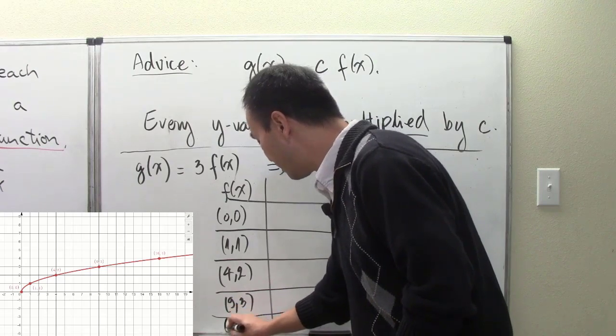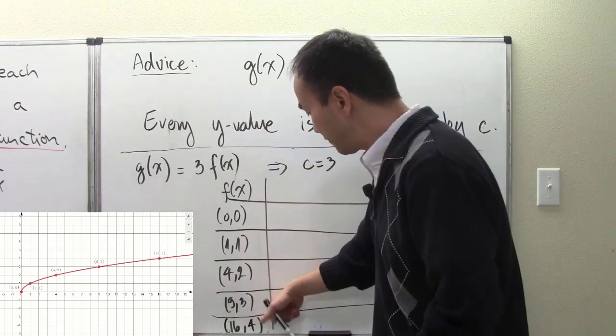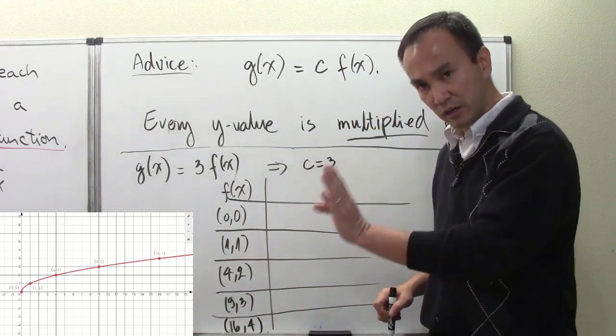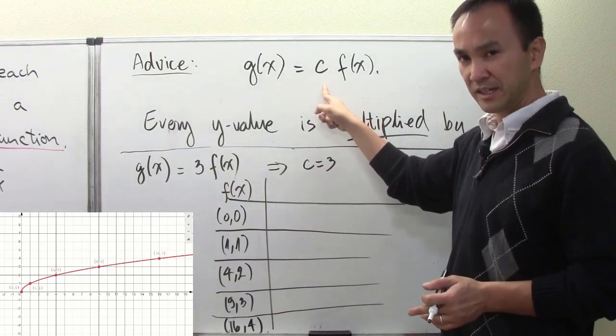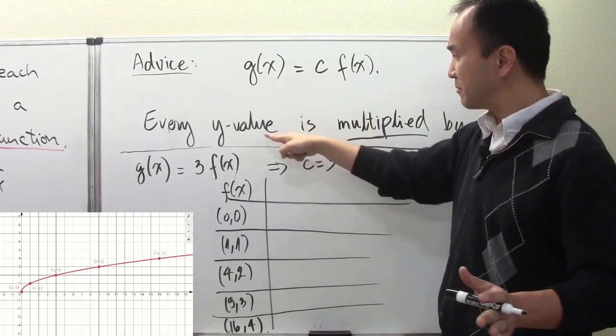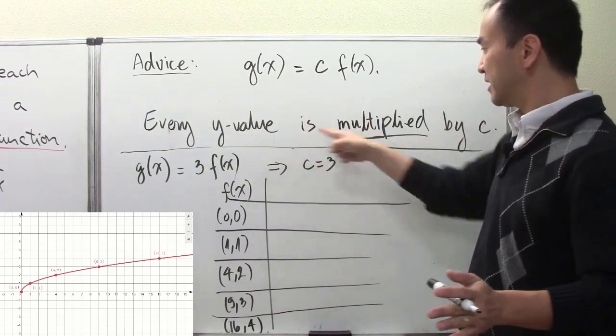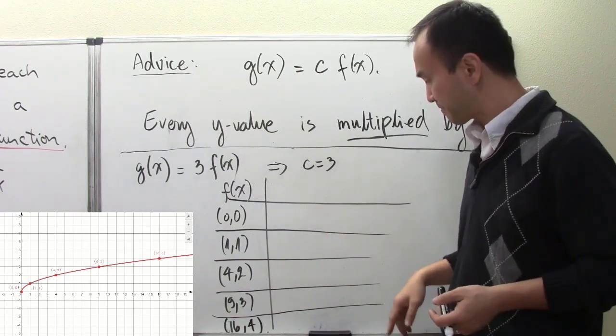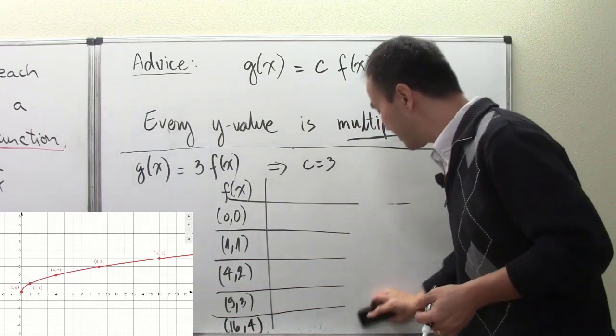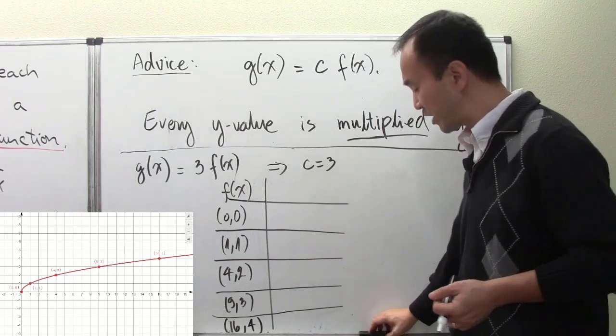Now 0, 1, 2, 3, 4, those are the y values on the guiding points. With this transformation, we simply need to multiply c to every y value, or every y value is multiplied by c. That gives us a very clear instruction right here.